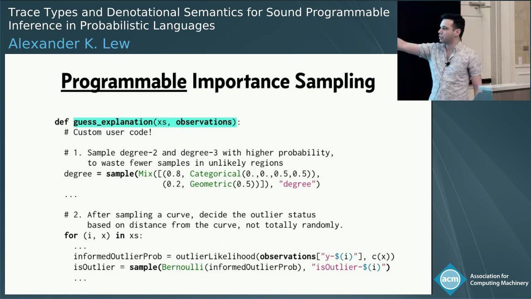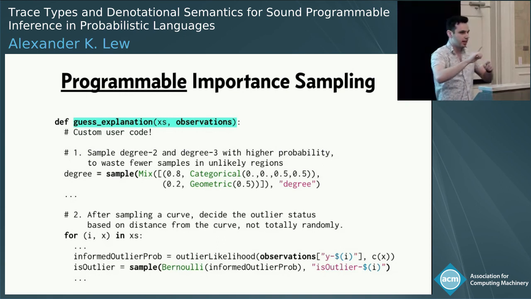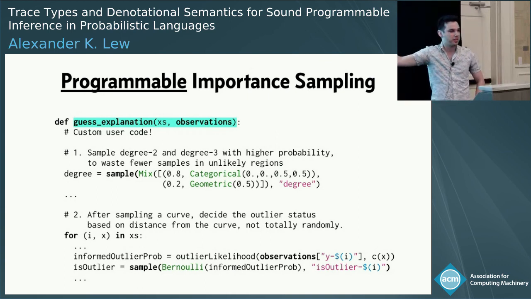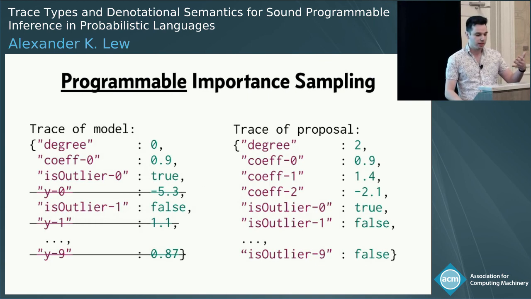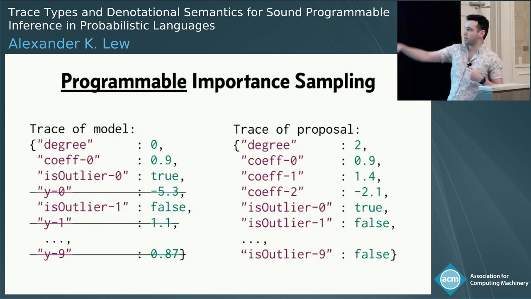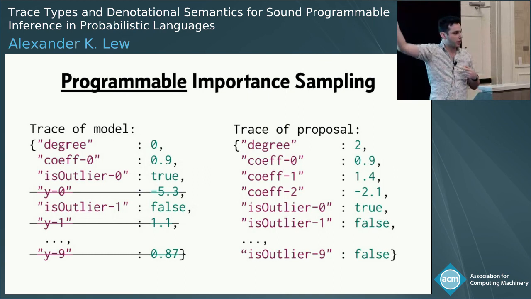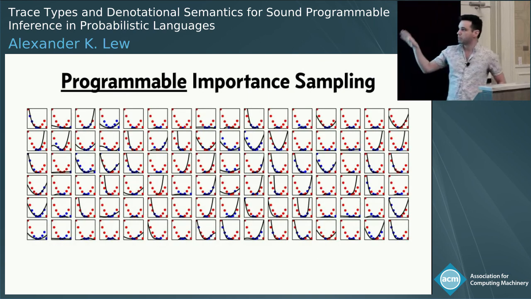For example, here, after sampling a curve, when we're trying to decide the outlier status of each point, we can, so this does depend on the data, look at the data and see how far the data is from the curve, and use that to determine what probability to assign to being an outlier or not being an outlier. So our guesses now from the proposal distribution, we can also represent them as traces. They're going to share a lot of the same addresses, a lot of the same names as the model, except without the data. And our proposals are going to be a little bit better now.